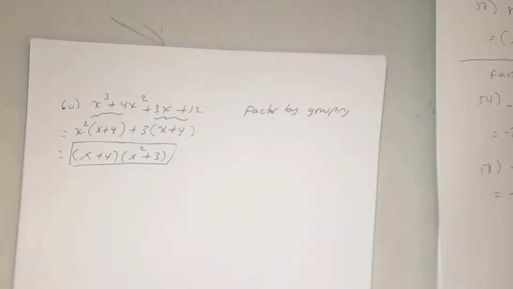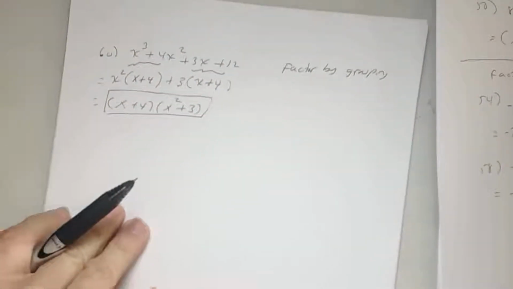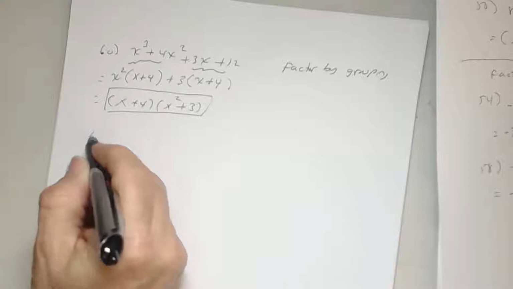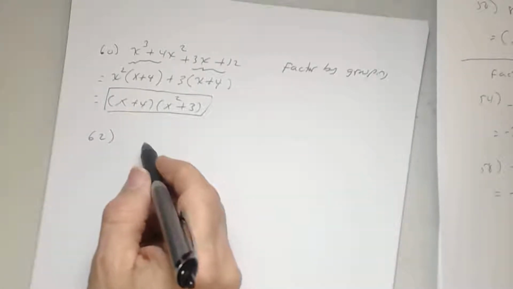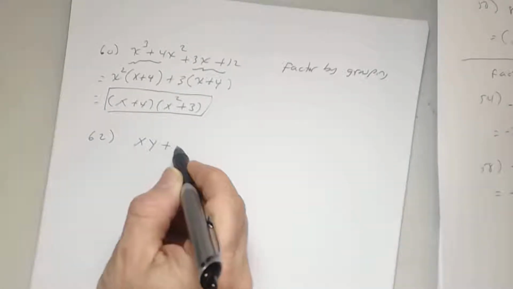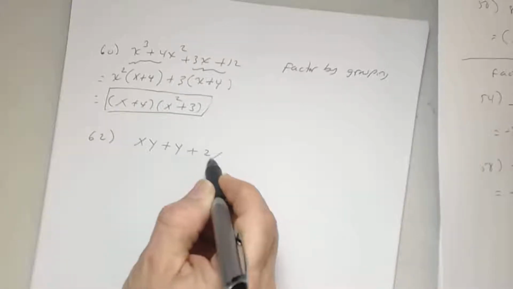All right, let's look at another one. Let's do 62. All right, 62, you have xy plus y plus 2x plus 2. Regardless, the first thing you always want to do is look to see what the GCF of this polynomial is. Because if there is a GCF for the polynomial, you want to take that out first. What is the GCF of the polynomial?